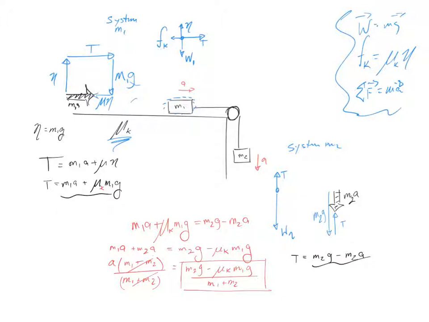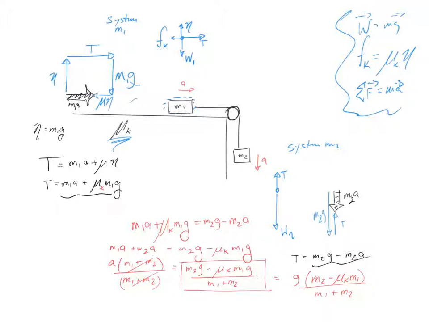The second check I like, oh wait, I can make that look prettier. I just realized it. Did you see that? Factor out G. Then it'll be easier to make sense of: M2 minus mu K M1, over M1 plus M2. That's beautiful, huh? Are you guys with me?